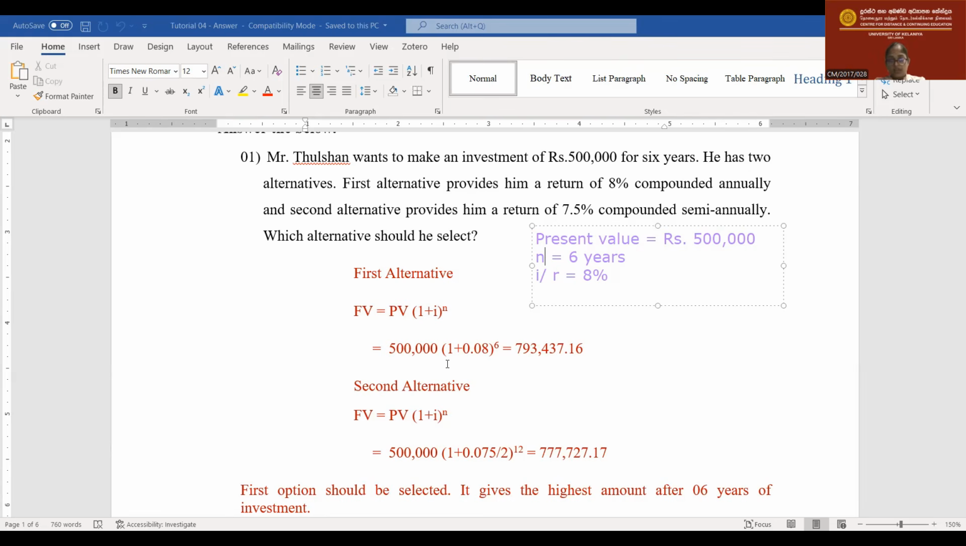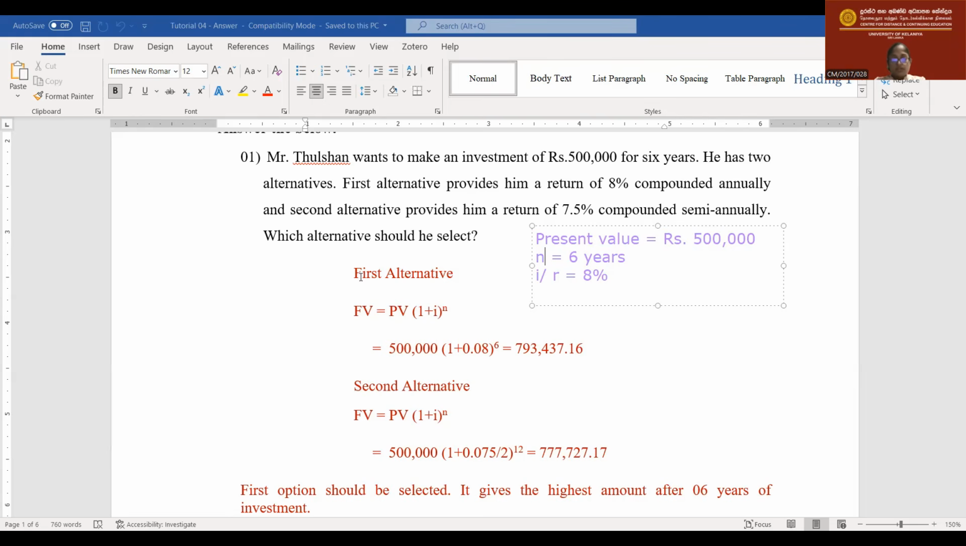right? Take your calculator and press 1 plus 0.08, then you can obtain 1.08. Then keep it and press the hat sign or the power sign, and then 6, right? Then keep the answer as it is and multiply it by 500,000. Then you can obtain the value as 793,437.16, right? 16 cents actually.